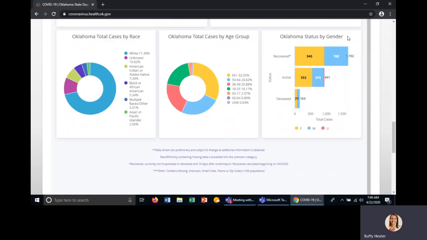Lastly, on this page, I'll point out the Oklahoma status by gender. Here you have split by female in gold and by male in blue, the gender of the individuals who have recovered, who are active, and who are deceased.